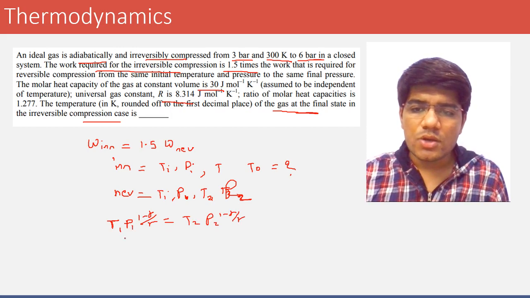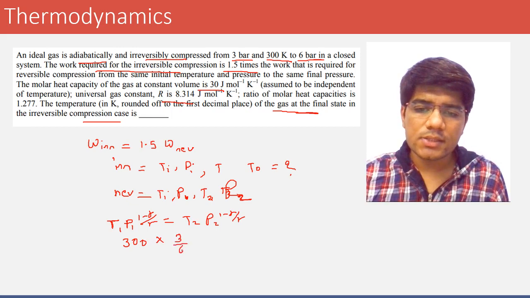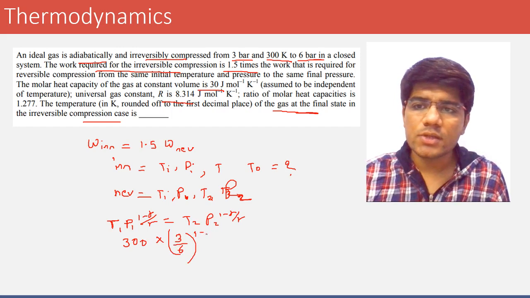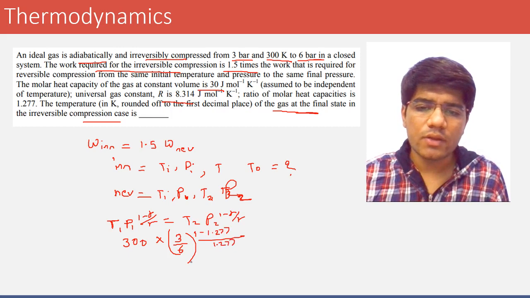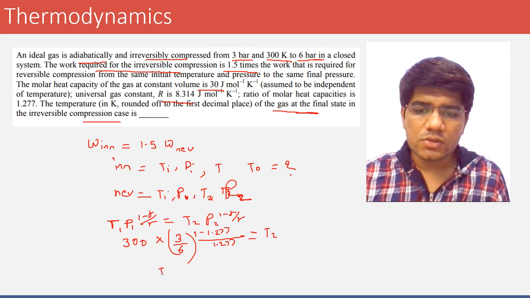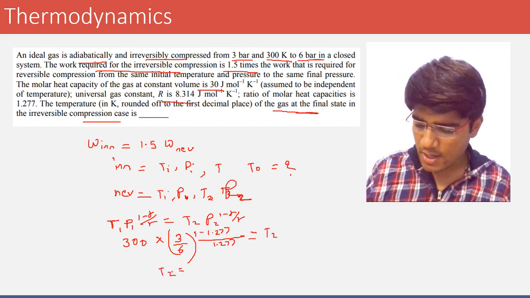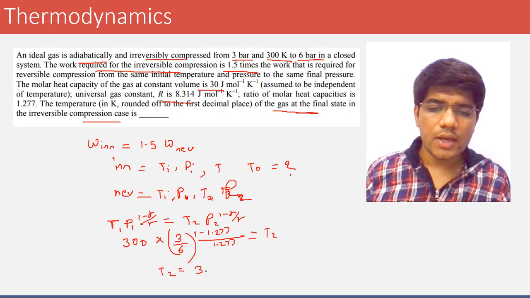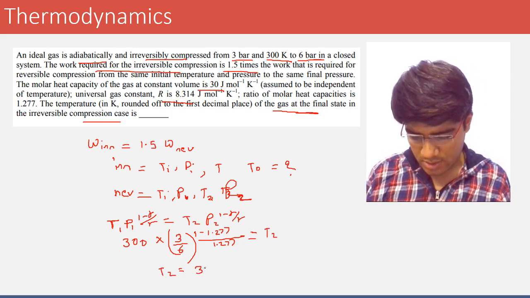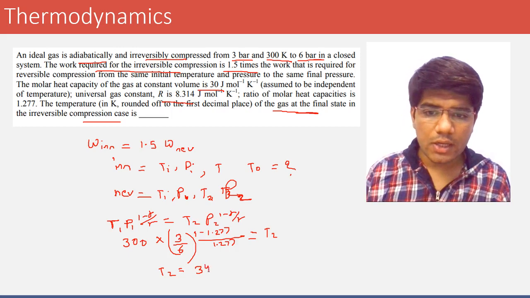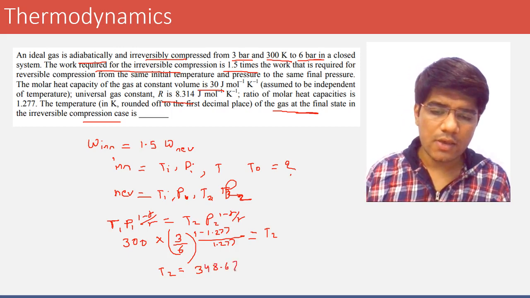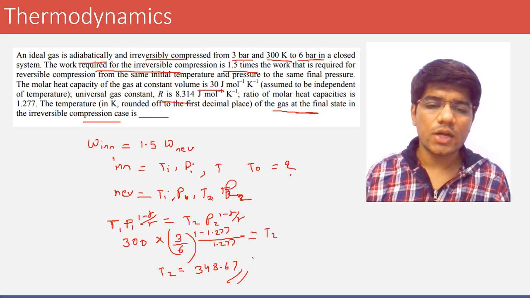So T1 P1 to the power (1 minus gamma) upon gamma equals T2 P2 to the power (1 minus gamma) upon gamma. So this will come as 300 into 3 by 6, to the power (1 minus gamma) upon gamma. How much is gamma? Gamma is given as 1.277. So this is equal to T2. If you solve this equation, T2 comes out as 348.67.